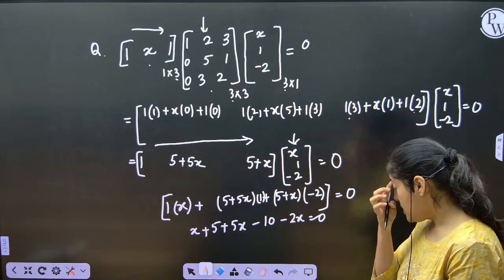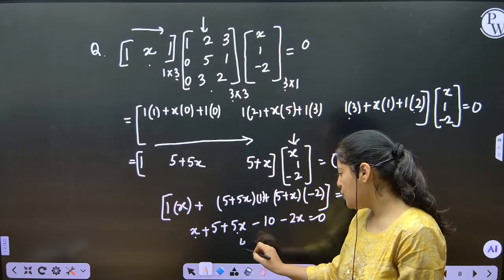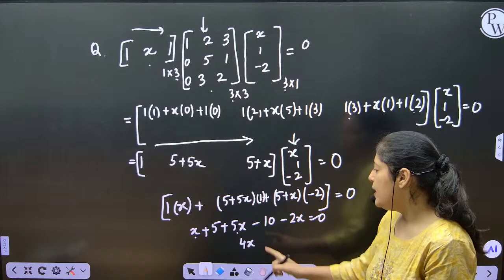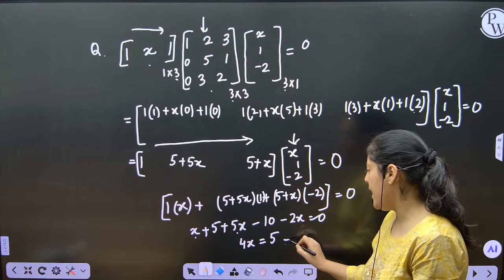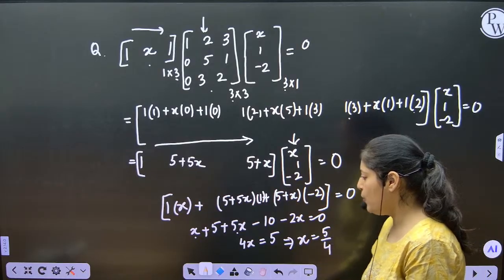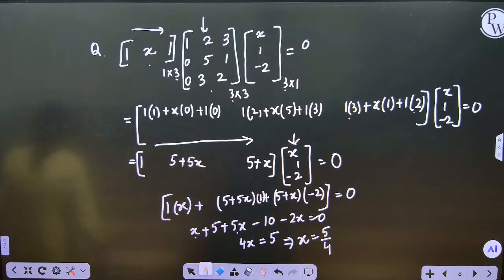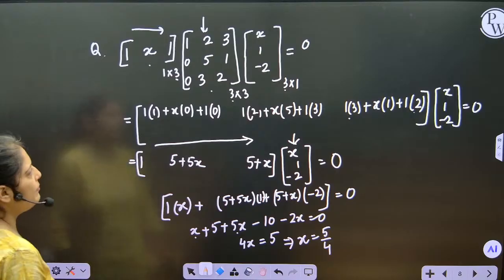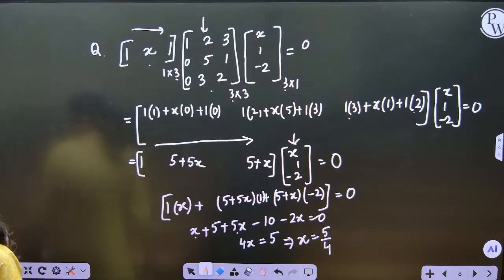Simplify this now. 5 plus 1, 6. 6 minus 2 is 4. This will become minus 5. On the right side, it will become 5. The x value is coming out to be 5 by 4. So this is again matching the C option. It is a question in your DPPs, in your material. This answer is matching with the C option.